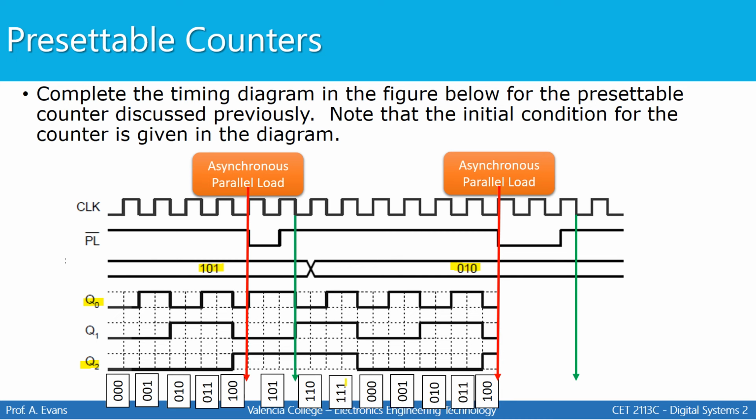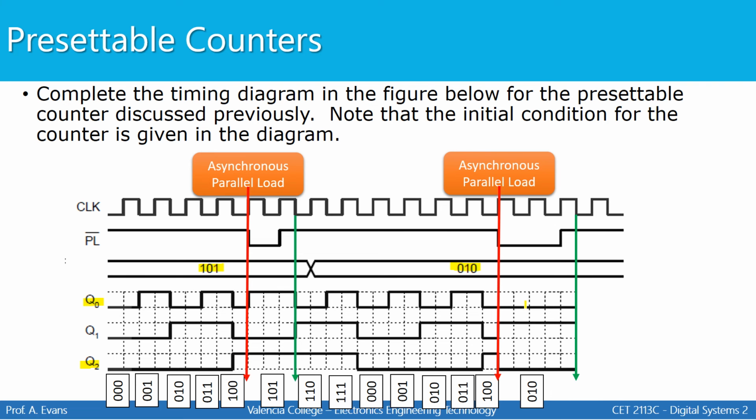At that point, the counter will start back over at 0, 0, 0, 0, 0, 1, 0, 1, 0, 0, 1, 1, 1, 0, 0, and now we've hit another load point. That's an asynchronous load, so it'll happen immediately. We're going to load the value 0, 1, 0.